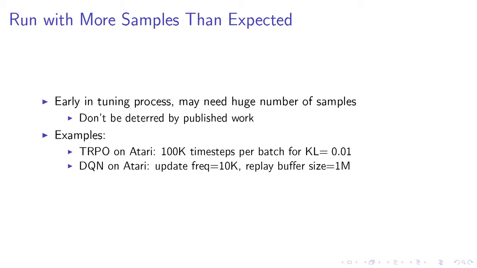For Atari, for DQN, the hyperparameters that were found to be best are that you update your Q function every 10,000 time steps, and you have 1 million time steps in your replay buffer, which is a lot.